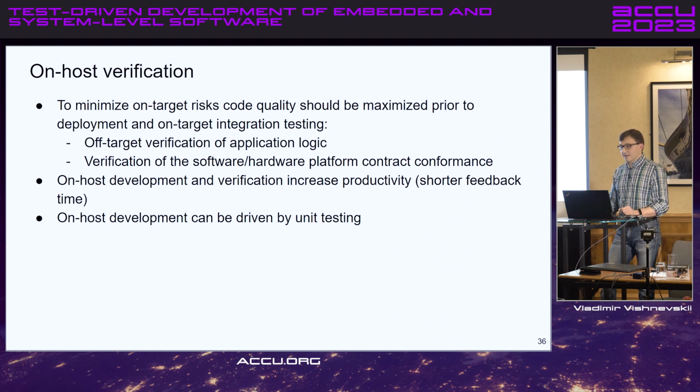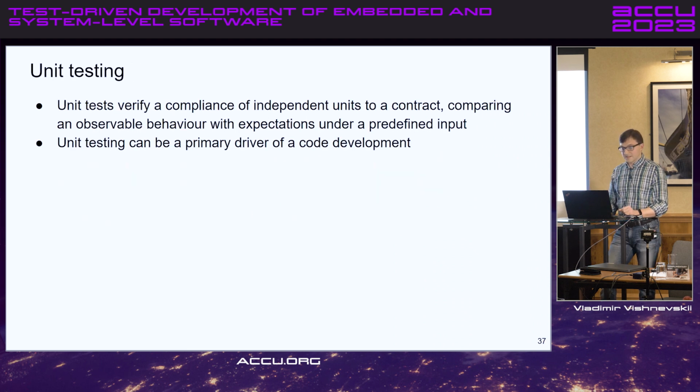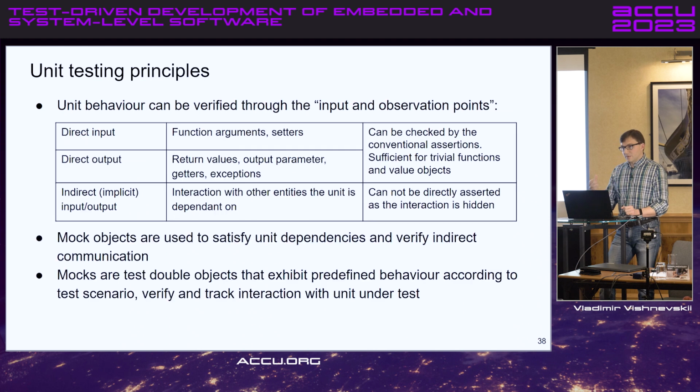And of course, this on-host development can be driven by unit testing. Unit testing is the type of testing where the units are independently verified for compliance with the contract, and they can be the primary driver of the code development. So generally, to check those units, we have some input and observation points that we can use. We can observe and assert the direct output, like what functions are returning, what getters return, what observable state the objects have.